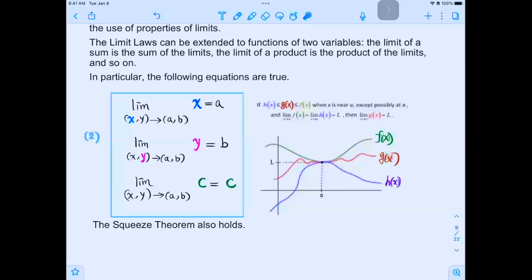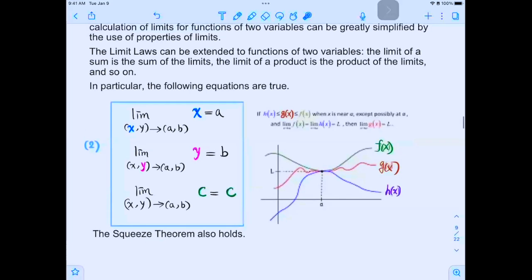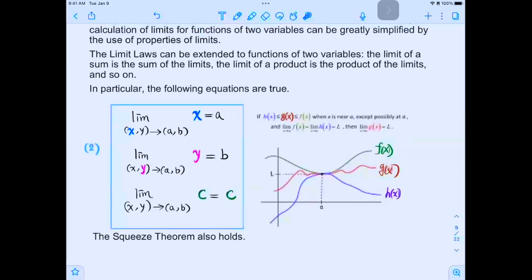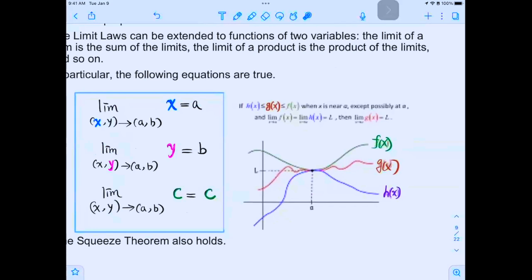And also the squeeze theorem holds for limits of functions of two variables. Do you guys remember the squeeze theorem? I put it here just to remind you. In the past, we talked about the squeeze theorem. It says that if you think about this function g of x, it's squeezed between this function above and this function below when it's near a. We don't care what happens further apart. But near a, g is squeezed between f and h.